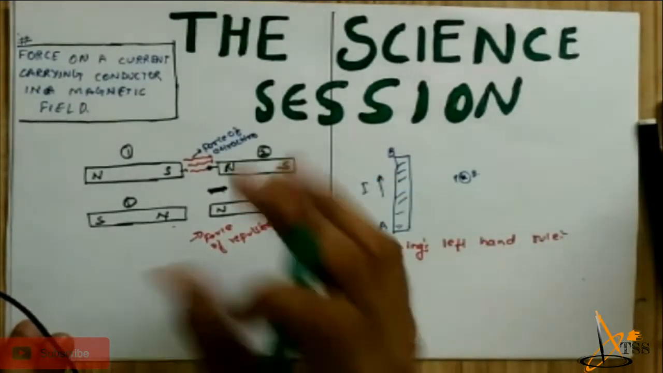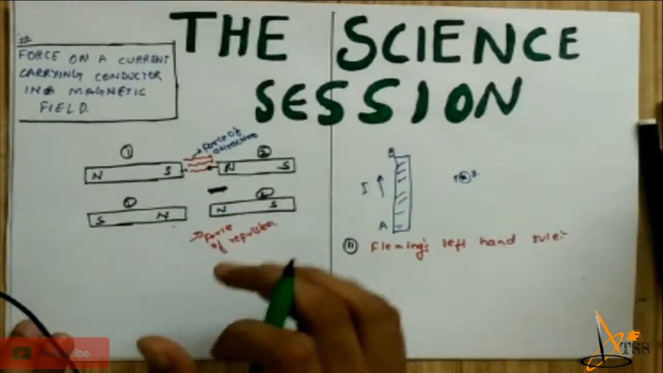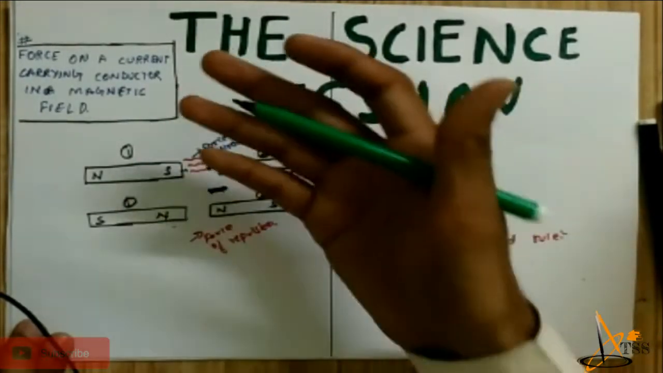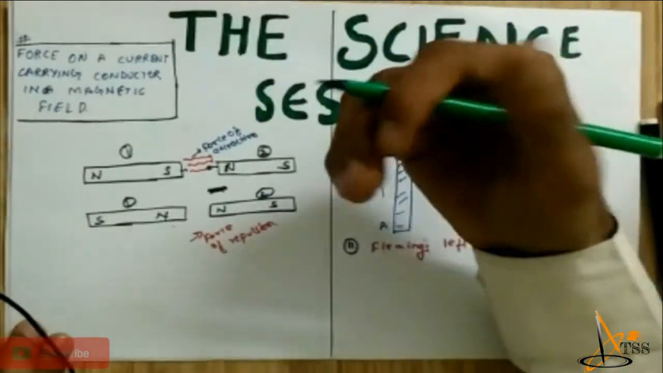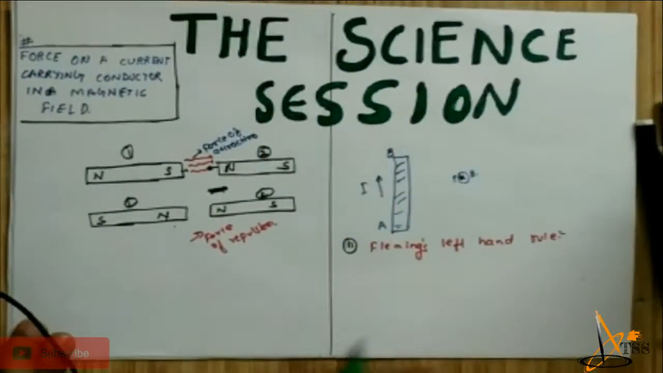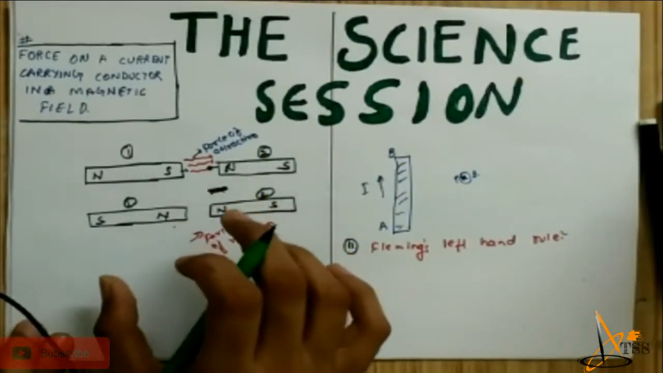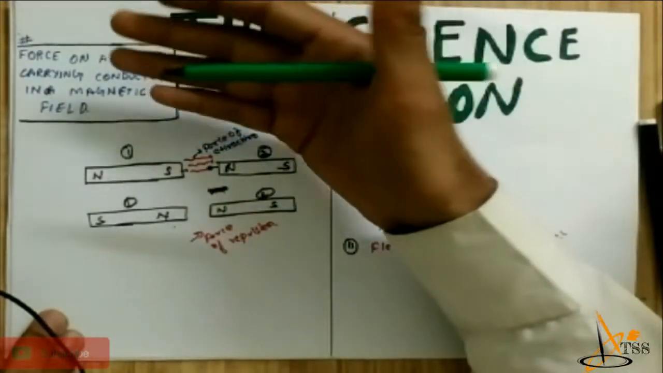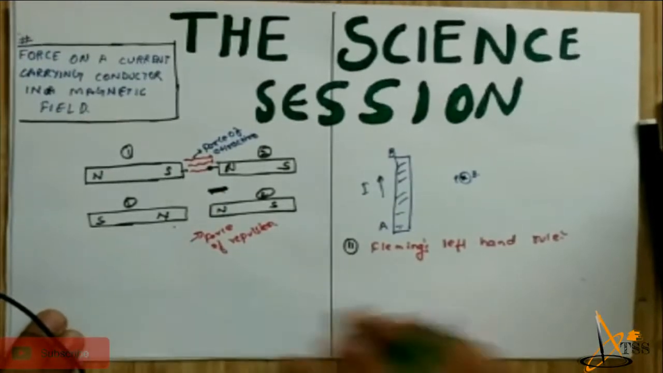The conclusion of this scenario is that there will always be a force acting whenever we bring two magnetic fields close to each other. So this concept is explained to help understand the force acting on a current carrying conductor.